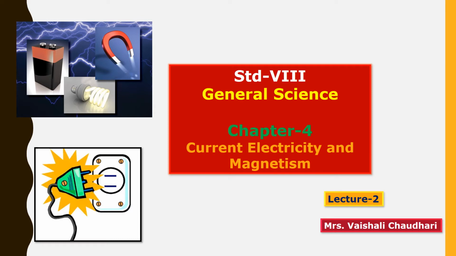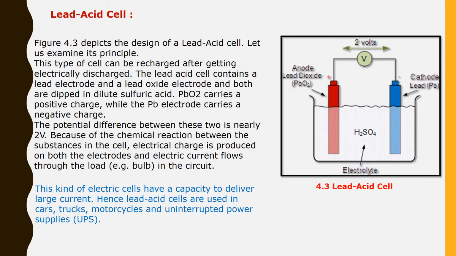Today we are going to see the remaining part of chapter number 4, that is current electricity and magnetism. Now let us see, children, the lead acid cell. This figure 4.3 gives the design of the lead acid cell.